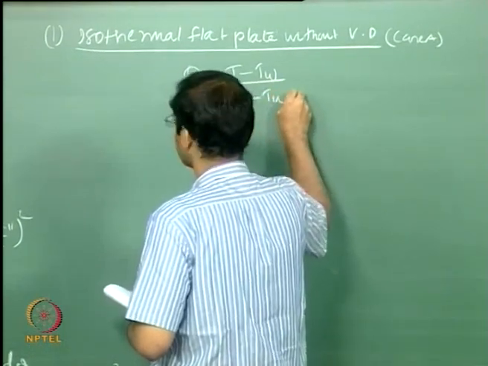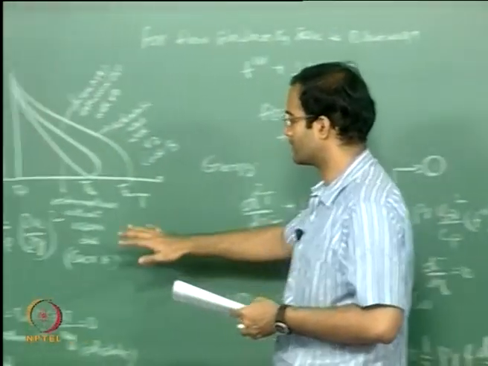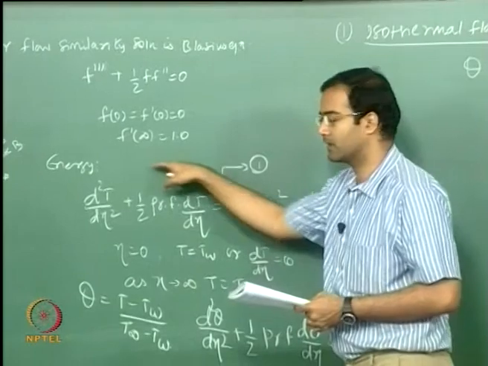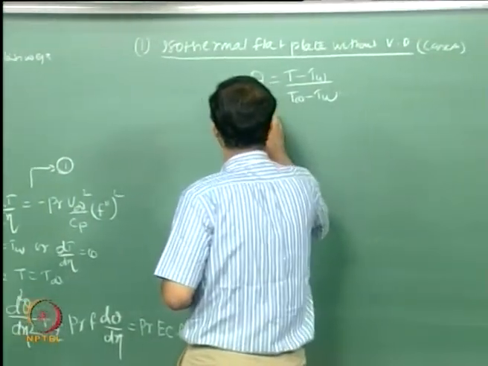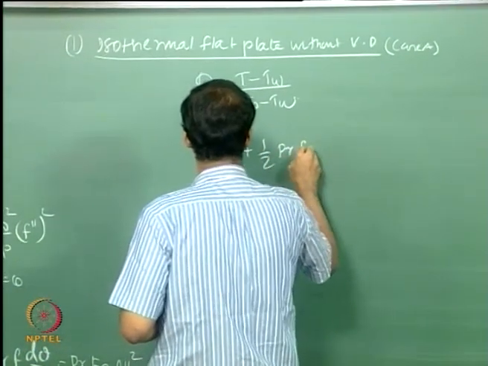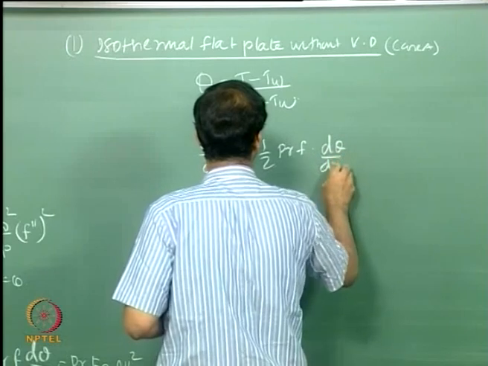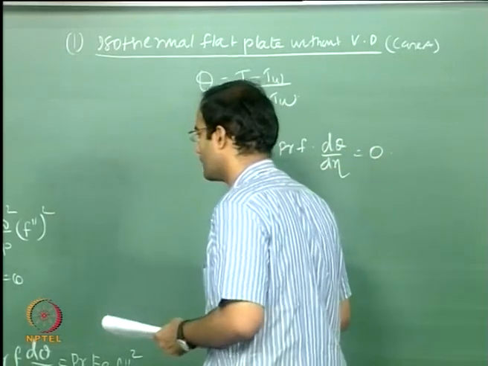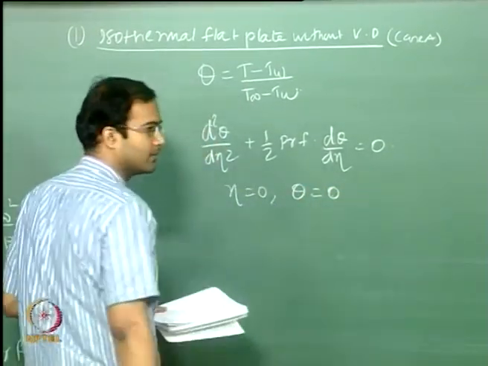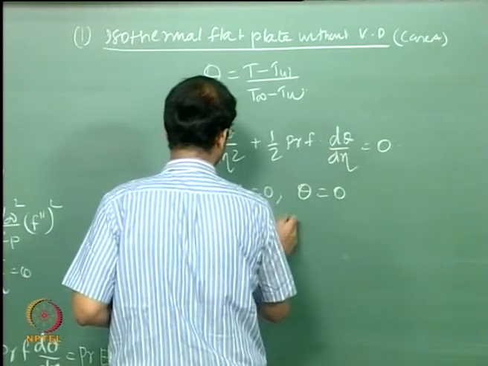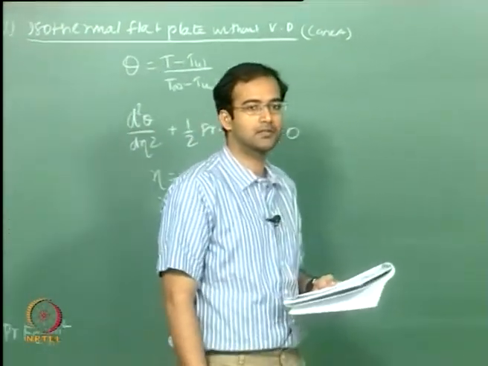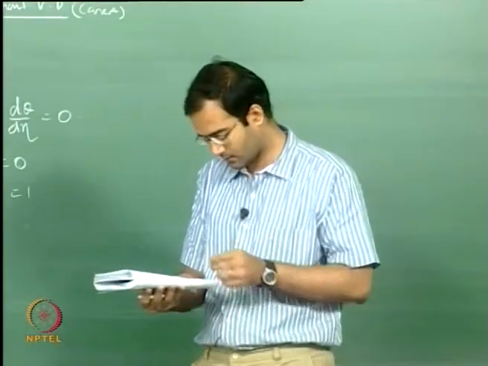and you substitute in your energy equation without the viscous dissipation. You write the Pohlhausen equation, which is nothing but the left hand side term of this. So this is d square theta by d eta square plus half Pr f into d theta by d eta equal to 0, subject to the boundary condition that at eta equal to 0, theta equal to 0, and eta going to infinity, theta equal to 1. Okay, so this is your solution which you have already done, you have solved by shooting technique or whatever.